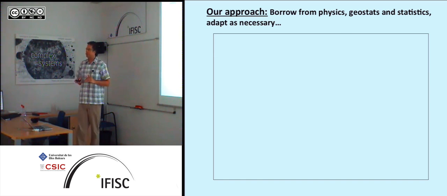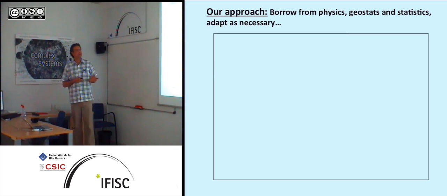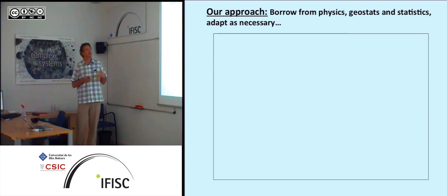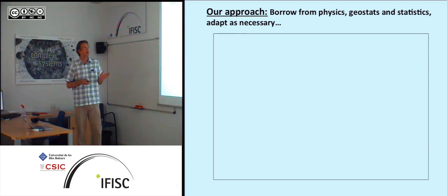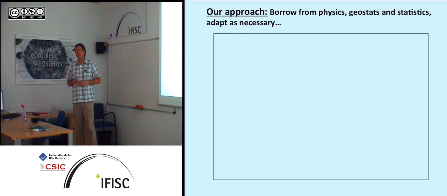But how do you connect those models to data? Well, the geostatisticians do that for spatial fields, for random spatial fields. They develop very sophisticated methods for connecting these kinds of stochastic process models to data. So we need to borrow some of that. Statisticians have time series analysis that also deals with time autocorrelated processes.